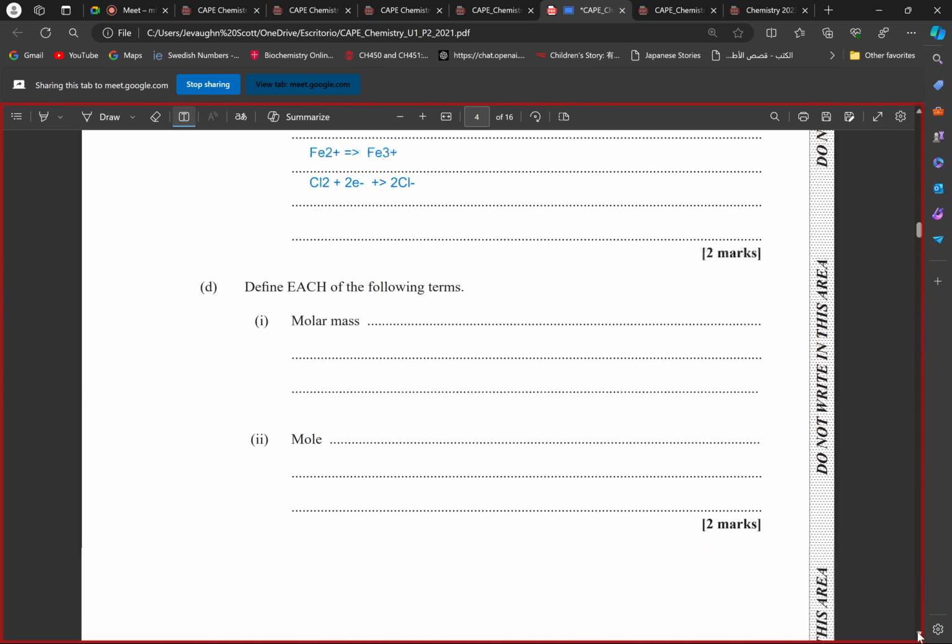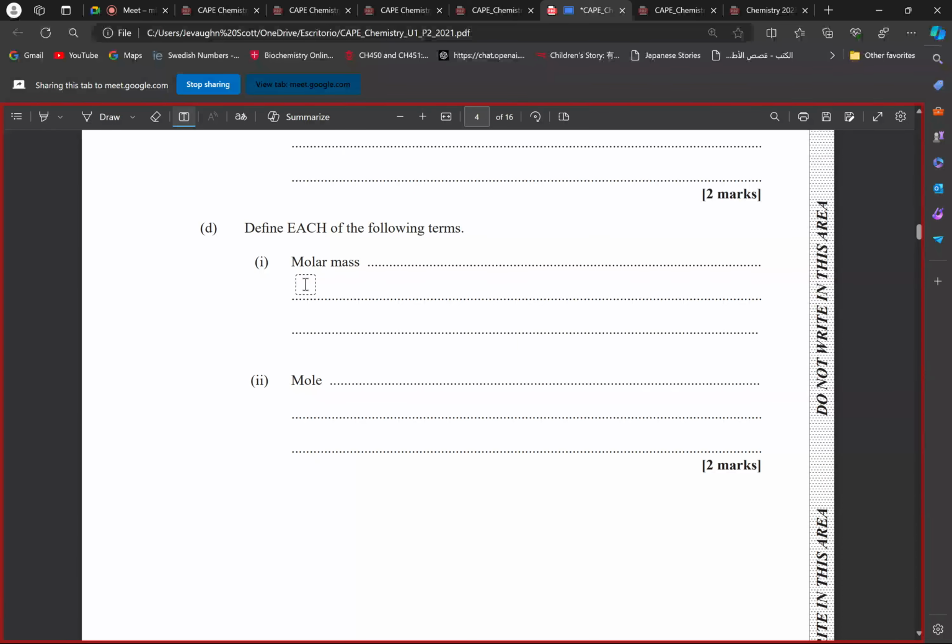All right. Each of the following terms, define the molar mass. What is the molar mass of a substance?